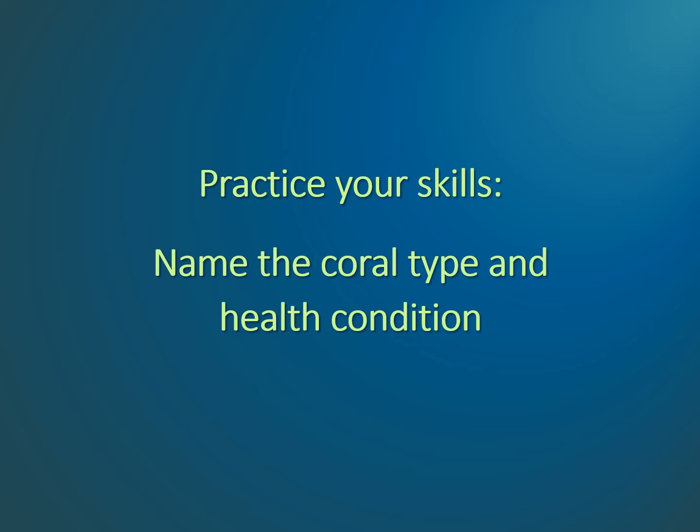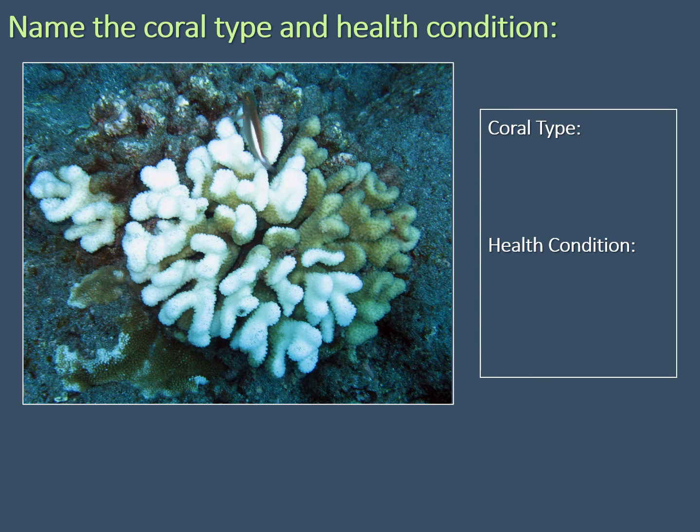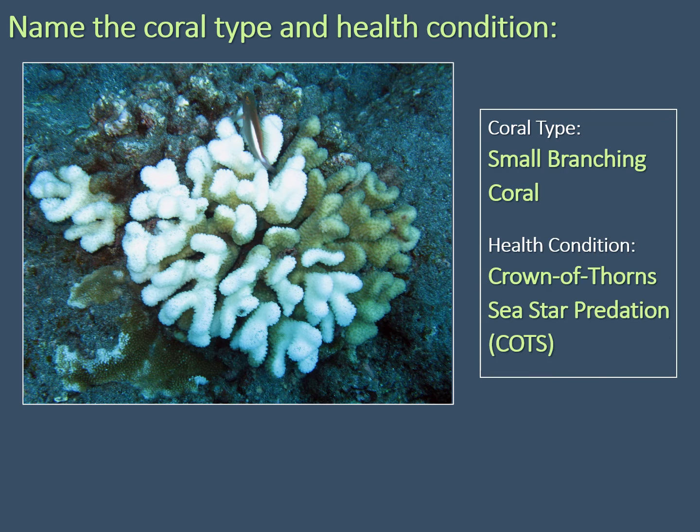Let's practice your new coral health condition identification skills. For the next 4 images, please name the coral type and the possible health condition present. Okay, first one, name the coral type and the health condition you think you're seeing in this image. If you said small branching coral and the health condition being the crown of thorns sea star predation, you're correct.